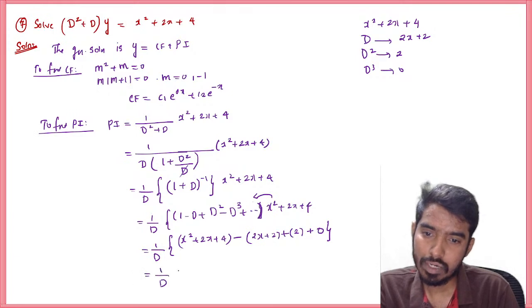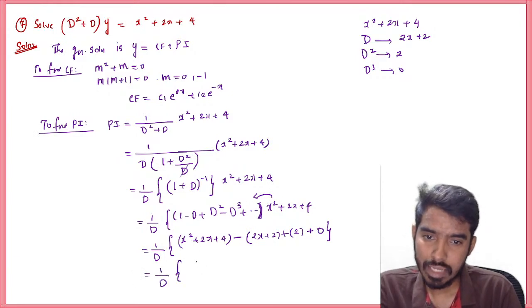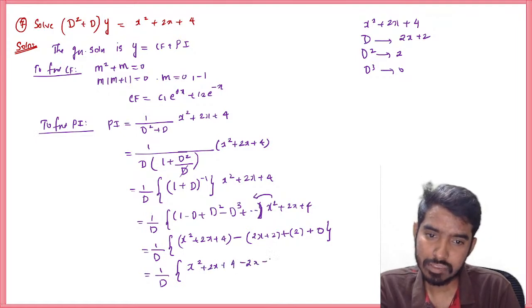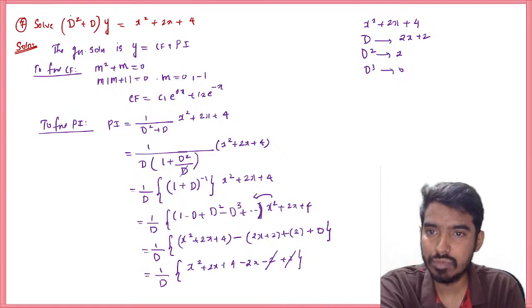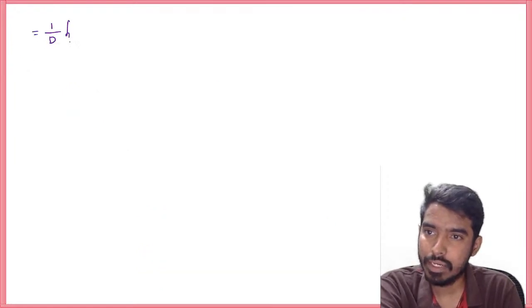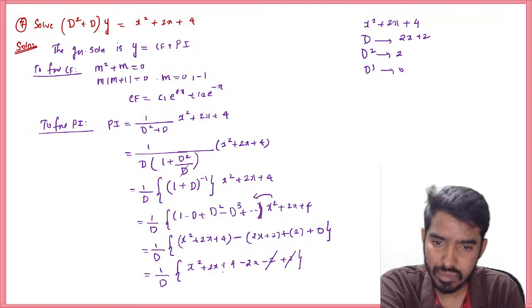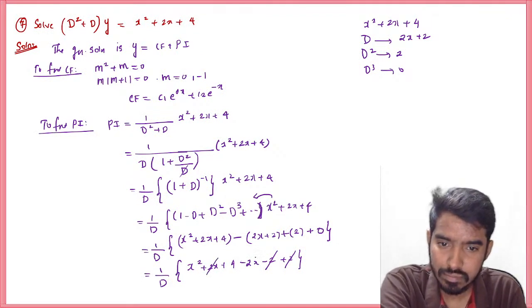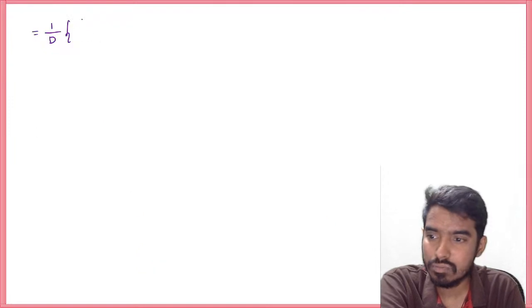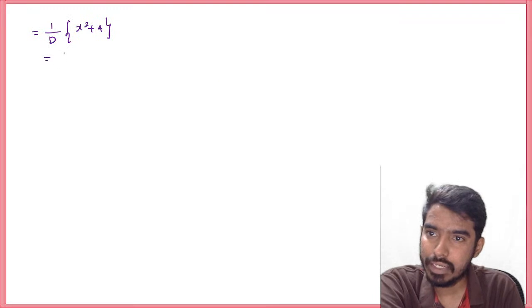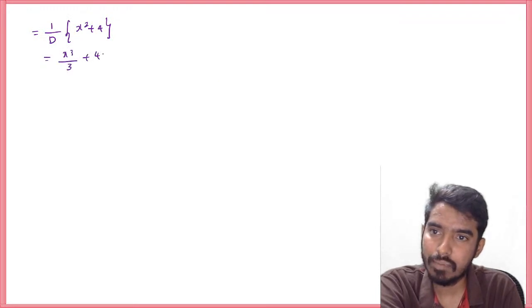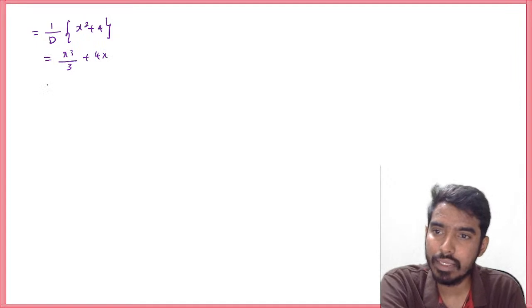So this will be 1 by D. So we will have this term equal to x squared plus 2x plus 4 minus 2x minus 2 plus 2. These two will get cancelled. So we have x squared plus 4x plus 4. This will be 1 by D of x squared. Then these two also will get cancelled, right? So x squared plus 4. So 1 by D means you have to integrate this, which is x cubed by 3 plus 4x. This is your PI.